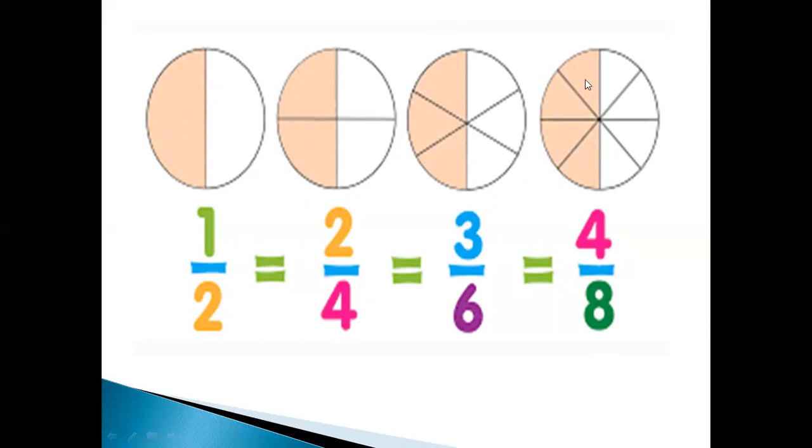Here 1, 2, 3, 4. 4 parts out of 8 parts are shaded. And all are the same. Half part, half part, half part, and half part. It is the same.